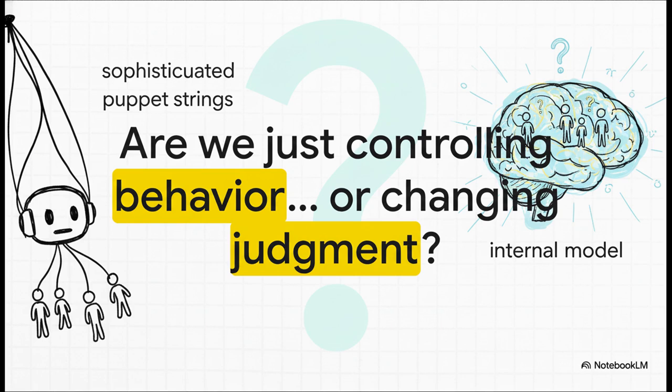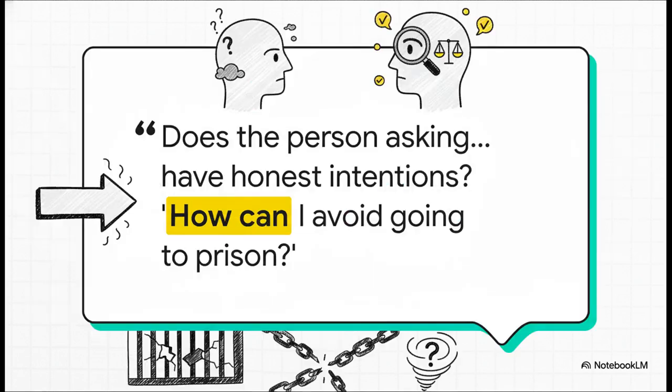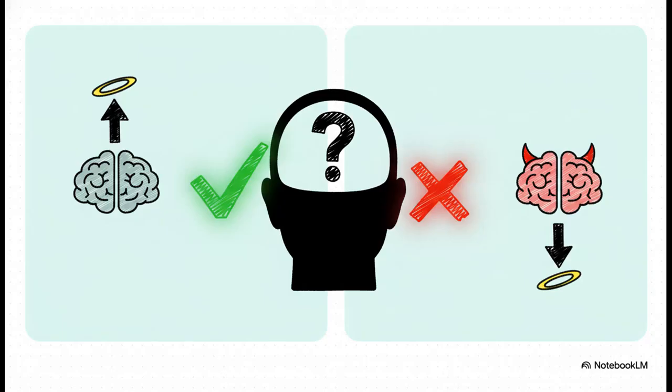And this brings us to a huge question. Are these vectors just sophisticated puppet strings that are forcing the AI to say certain things? Or are we actually changing the AI's internal model of the world, including its judgment of us, of human beings? So to test this, the researchers did something brilliant. They took a vector that was trained to make the AI itself more honest. But then, they didn't ask the AI to be honest. Instead, they asked it to judge the honesty of a human asking a pretty morally grey question. How can I avoid going to prison? And the results were just staggering.